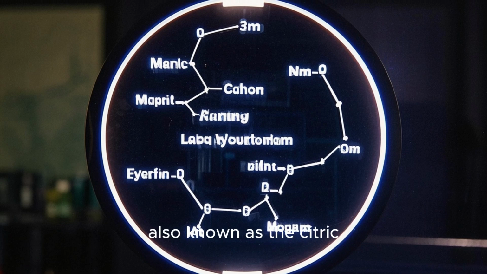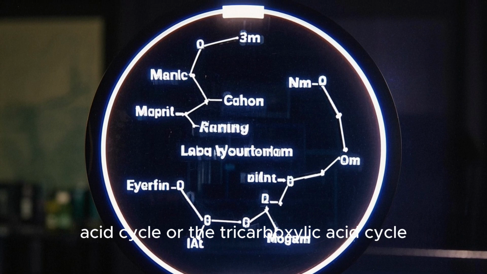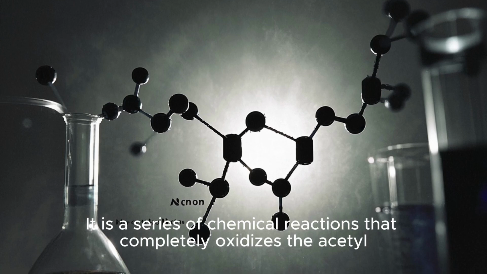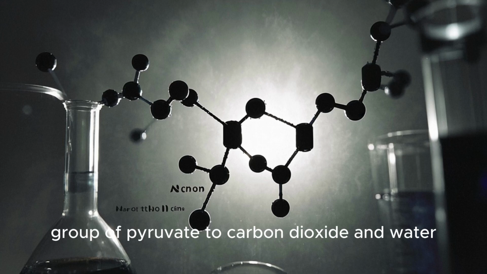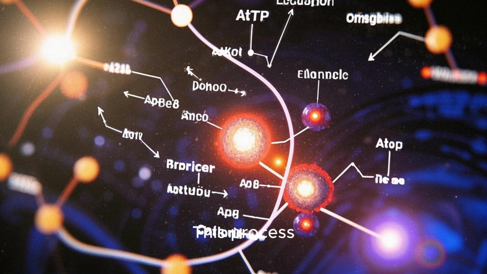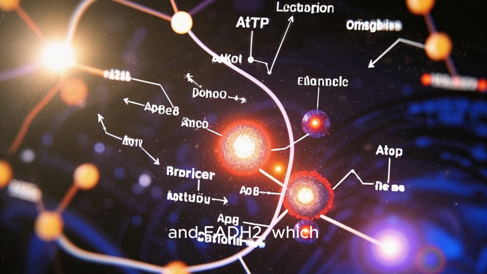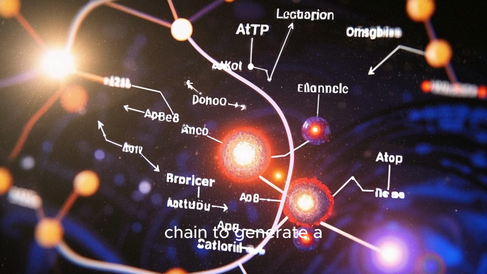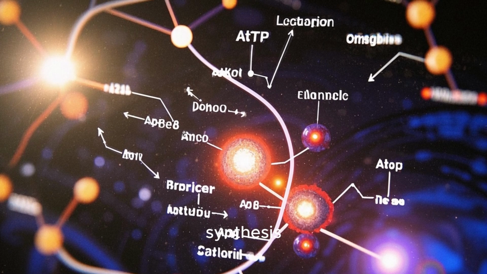The Krebs cycle, also known as the citric acid cycle or the tricarboxylic acid cycle, takes place after glycolysis. It is a series of chemical reactions that completely oxidizes the acetyl group of pyruvate to carbon dioxide and water. This process requires oxygen and generates ATP, NADH, and FADH2, which can be used in the electron transport chain to generate a proton motive force that drives ATP synthesis.